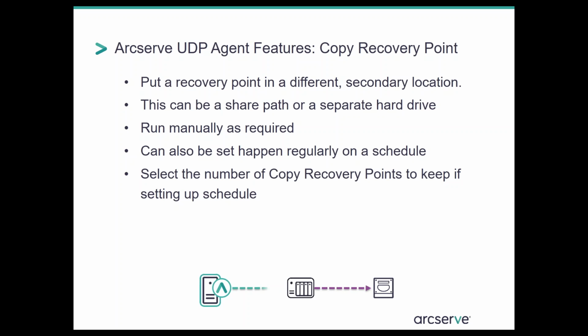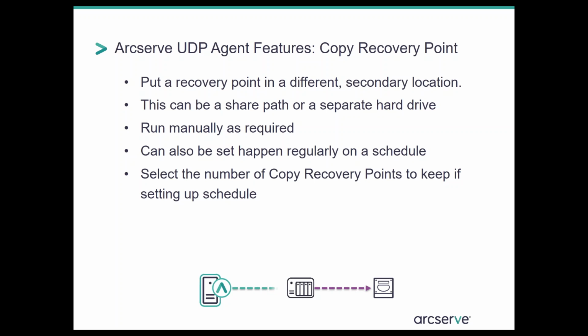Let's say you've taken your backup and the backup destination has gone to a NAS. If you want to have a copy of that recovery point, we can perform that and send it to perhaps a USB drive which you can take off site or keep in a safe. To do that, we use the copy recovery point feature. We can use that to take a backup that's already been made and put a copy of that in a secondary location. That secondary location can be a drive, as I mentioned, or it can be another file share path. So it might be to another NAS, or it might be to a different server.